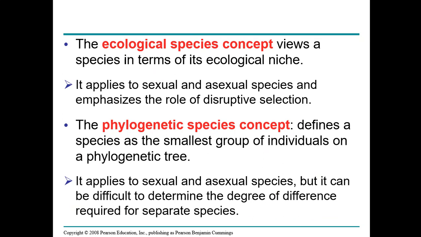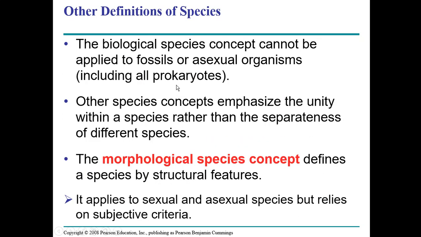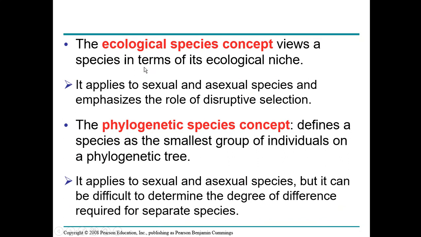Okay, so that was the morphological species concept. The ecological species concept views a species in terms of its ecological niche, meaning what it eats, where it lives, and its behavior, which together compose the ecological niche. So, that is the view under the ecological concept of species. It applies to sexual and asexual species and emphasizes the role of disruptive selection. So earlier in chapter 23, when we spoke of disruptive selection, that is a mode of natural selection.